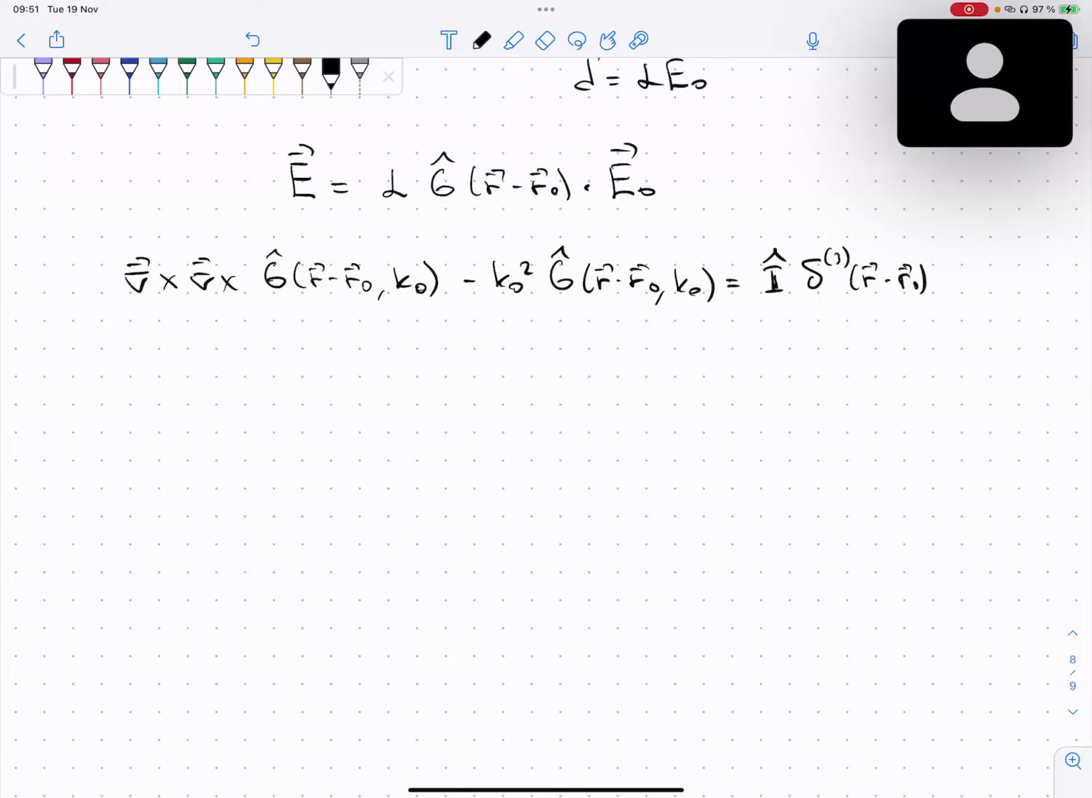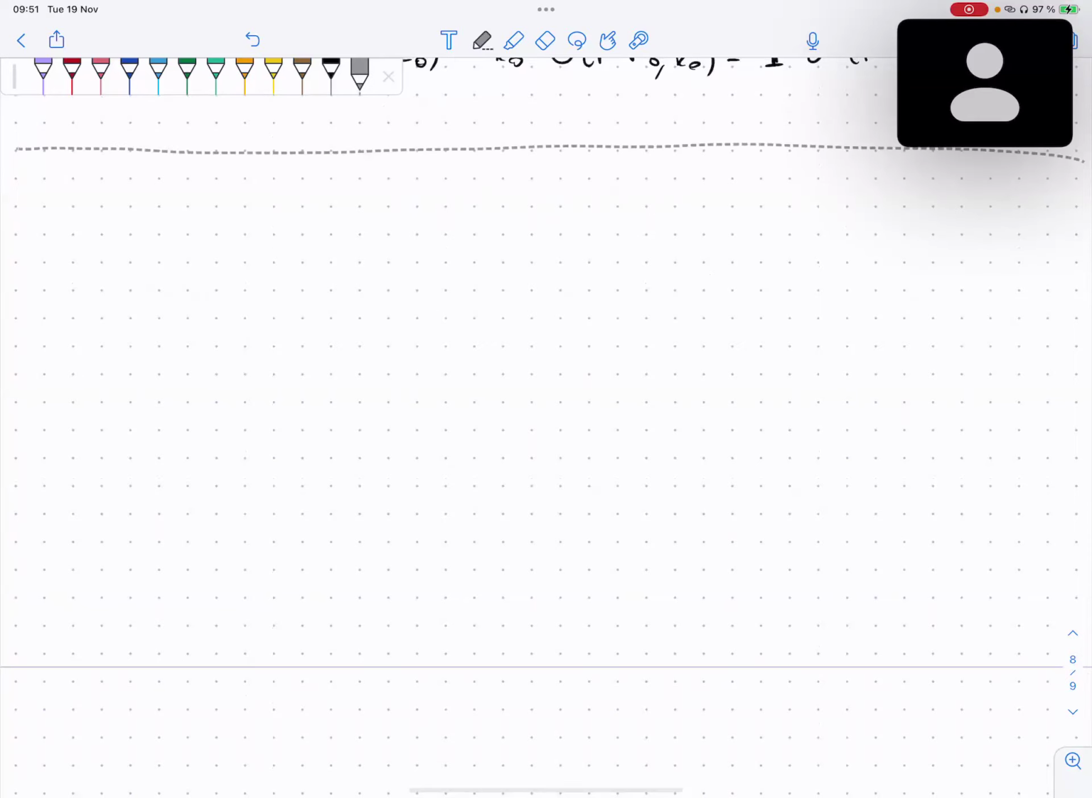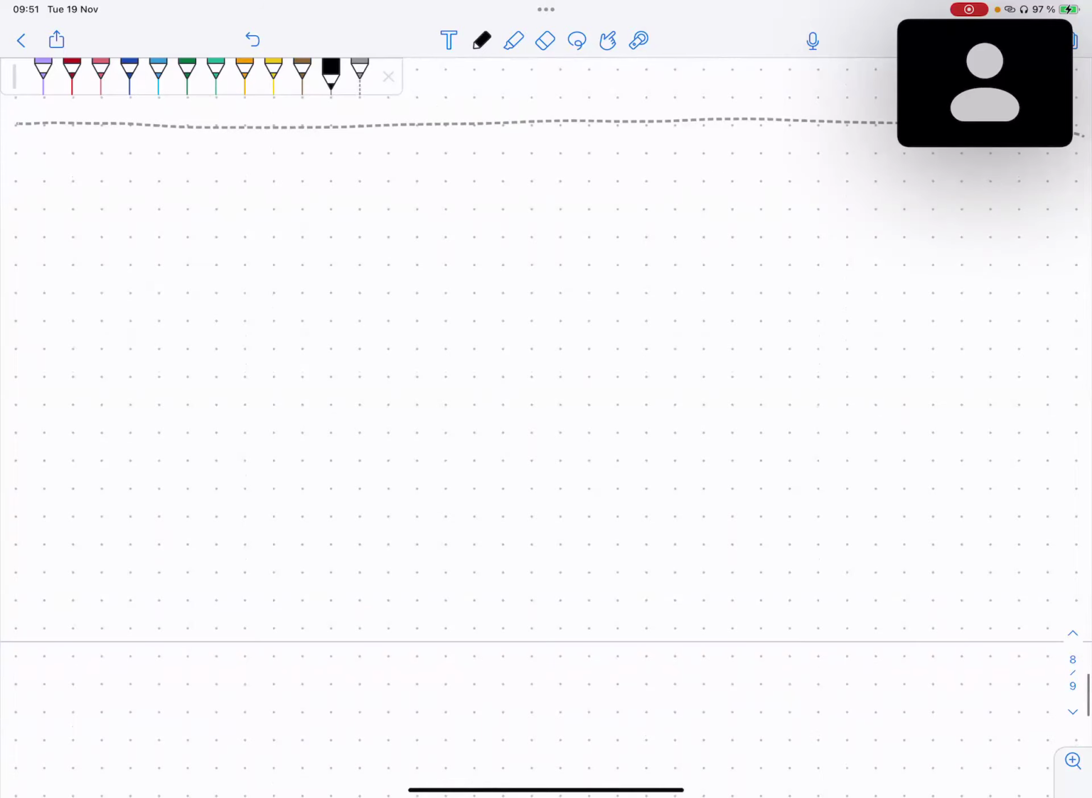Let me think how I can explain it in a fast way. I will try to explain it very briefly. But if you have some questions, maybe I will try to explain it in the next lecture. So for example, we have some differential equation. This can be the Helmholtz equation, for example, the one-dimensional Helmholtz equation.